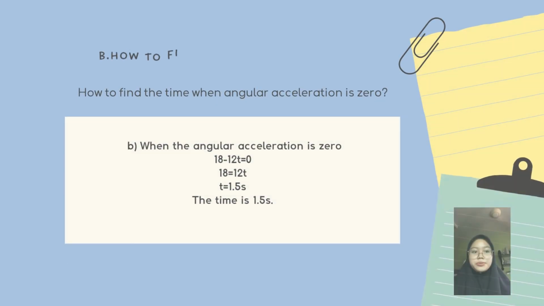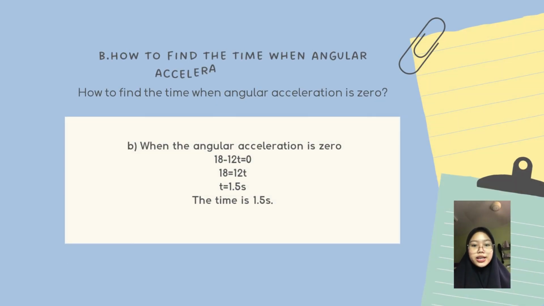So question B is how to find the time when the angular acceleration is 0. When the angular acceleration is 0, we use the equation from the angular velocity and differentiate it into 18 minus 12t equal to 0, and we get t is 1.5 seconds.